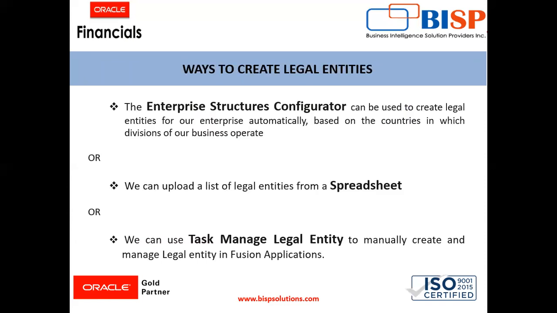Now, what are the ways through which we can create legal entities? The enterprise structure configurator can be used to create legal entities for our enterprise automatically based on the countries in which the divisions of our business operate. So for example, if you do not know how many legal entities should be created in the system, we can create legal entities through this enterprise structure configurator.